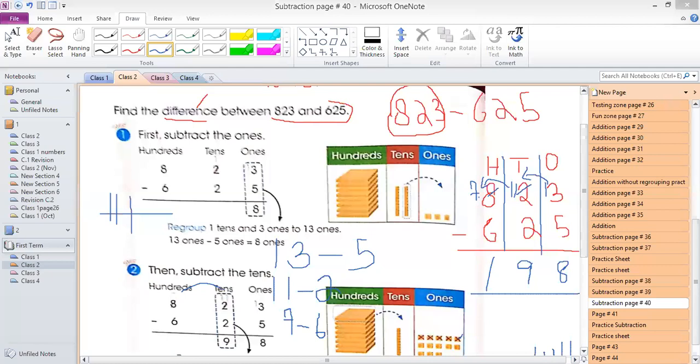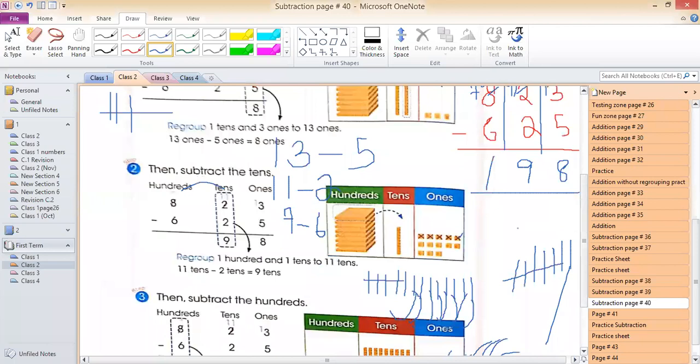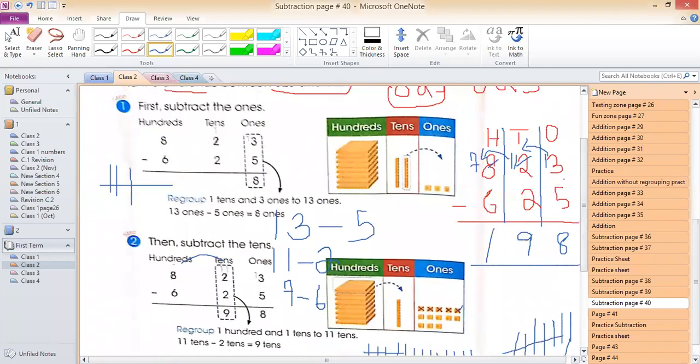Now start subtracting ones first. 3 minus 5, you cannot do it. Why? Because 3 is smaller than 5. Now, what will 3 do? It will go to the tens and borrow 1 from the 2. When it borrows 1 from the 2, there is now 1 ten, and the 10 given to the ones makes it 13. Now you can subtract 5 from 13: draw 13 lines, cut 5 lines. The answer will be 8.